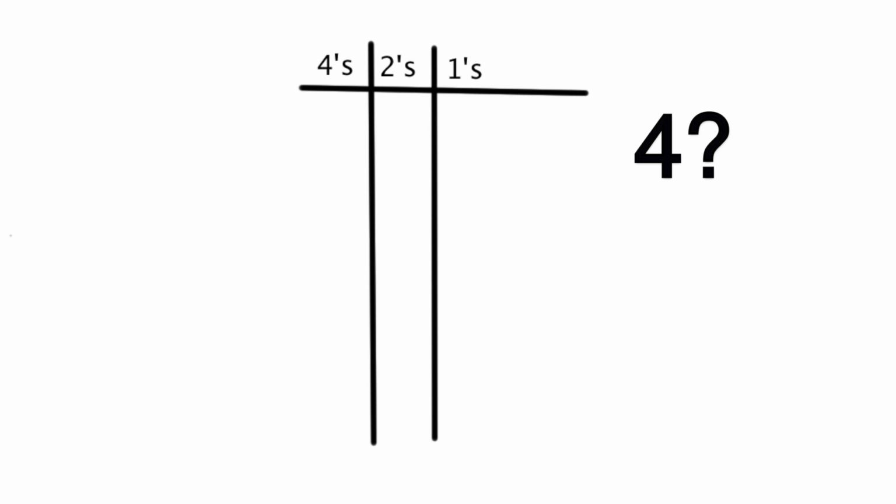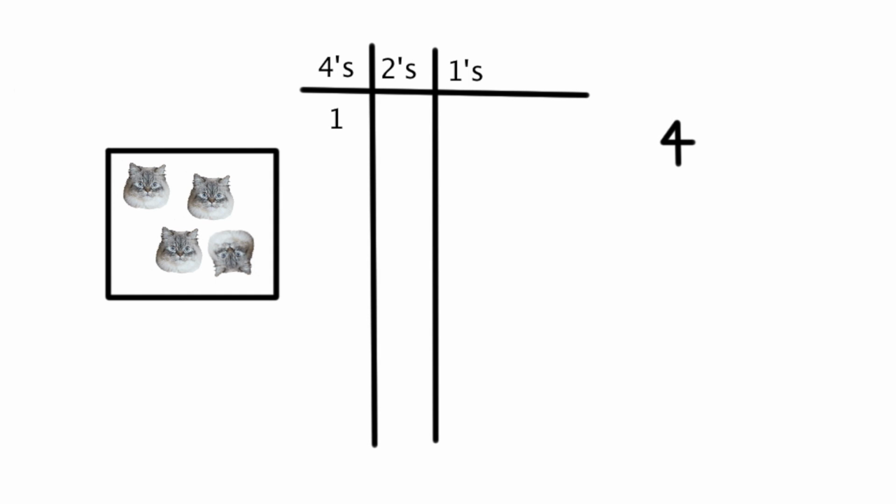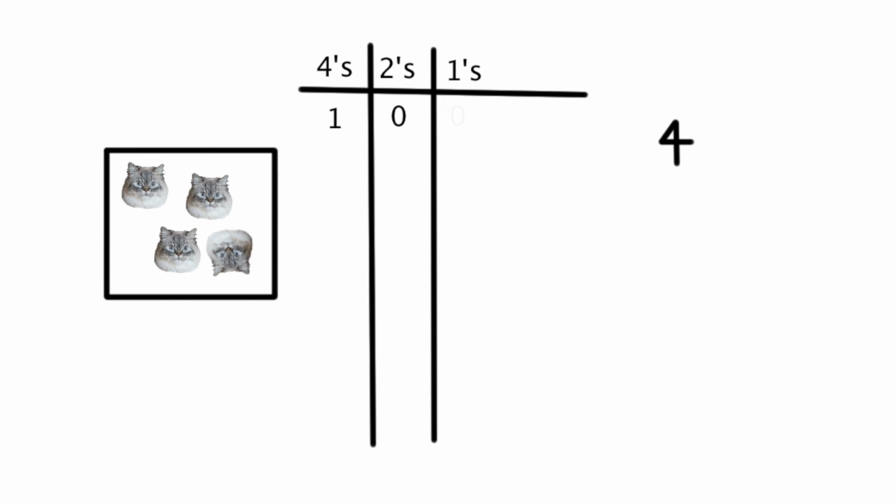How do we write 4? We add a 1 to the first column, which gives us 4 Momo, and that's the number we're after, so we can add a 0 to the remaining columns to the right. 100 in binary is equal to 4 in decimal.